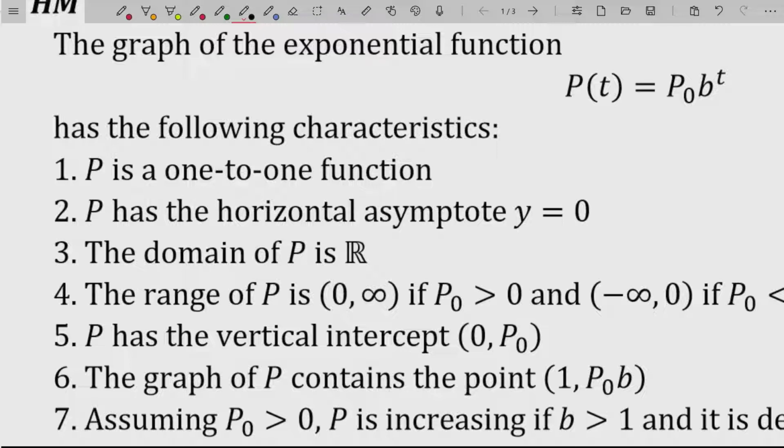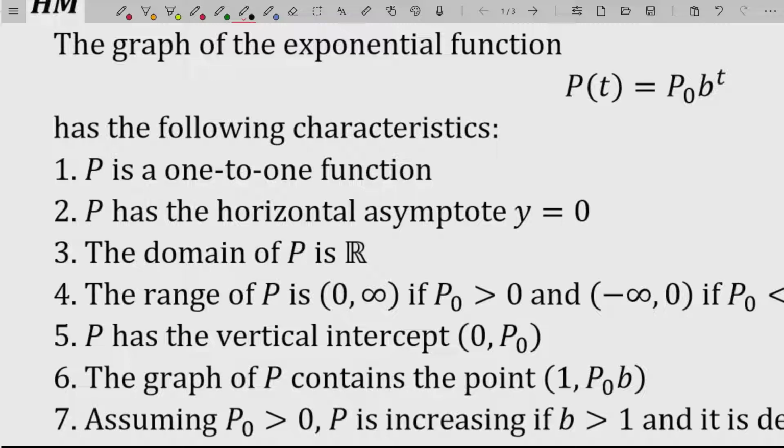Let's see what else. P has a horizontal asymptote at y = 0. Again, if you don't know what a horizontal asymptote is, you should watch my video series on asymptotes. And that would be in the rational functions series for the college algebra student. The domain of our exponential function is all real numbers. Again, if you don't recall what domain is, watch my video series for college algebra students on domain and range of functions. The range of our exponential function is 0 to infinity typically.